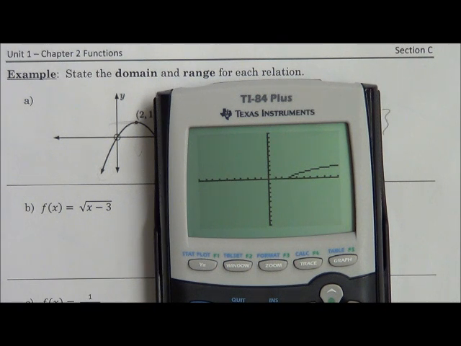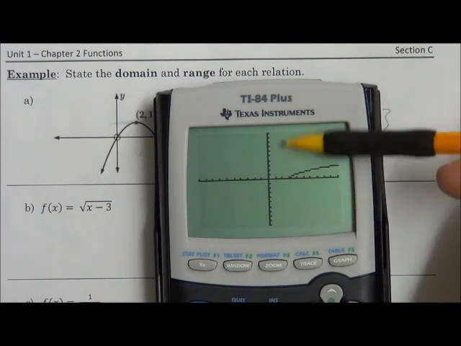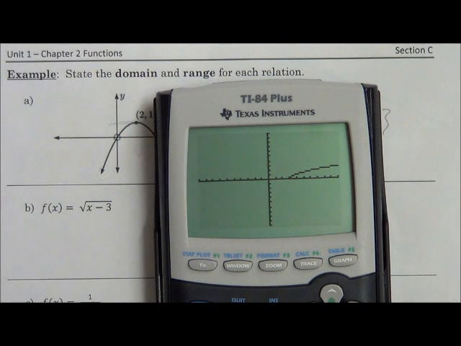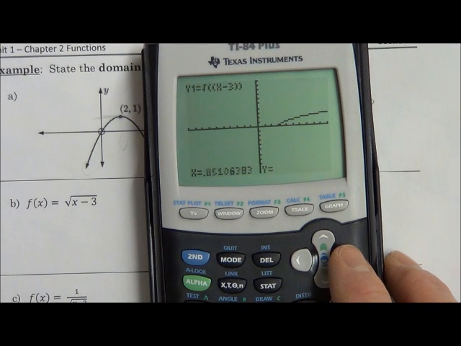So that is the graph of the function. We see that it starts horizontally along the x-axis. It starts at x equals 3, and vertically it starts at y equals 0, and then it just goes on forever. Now what we could do is hit trace, and we can trace along the curve if I just hit the right arrow key.